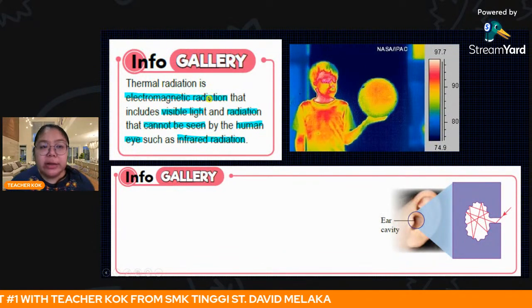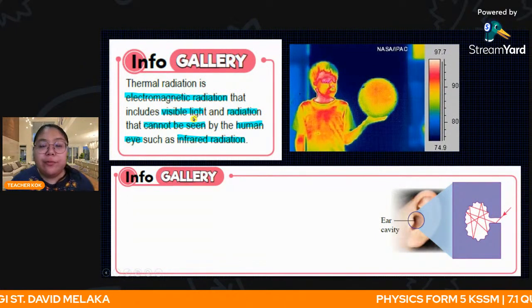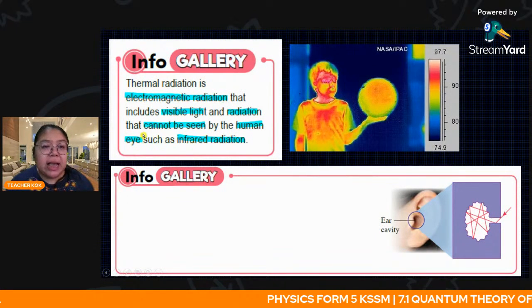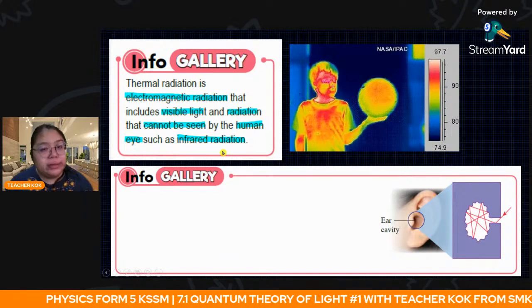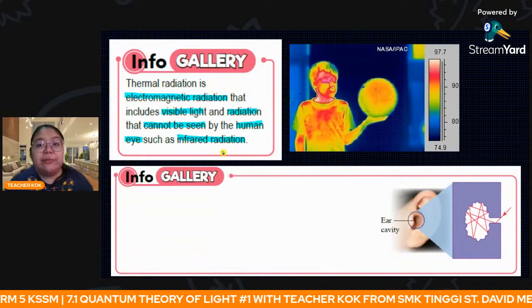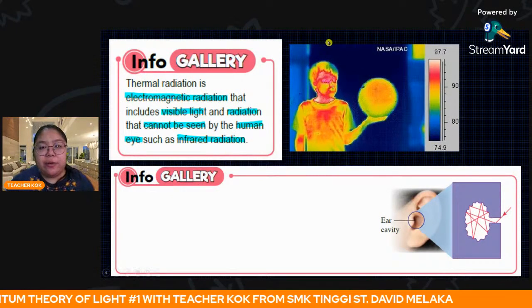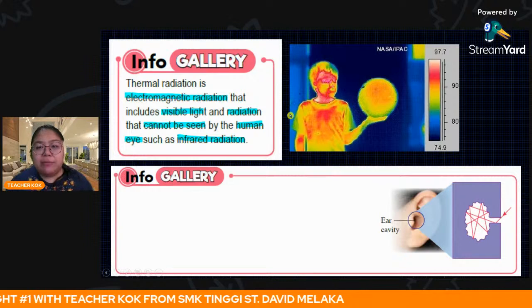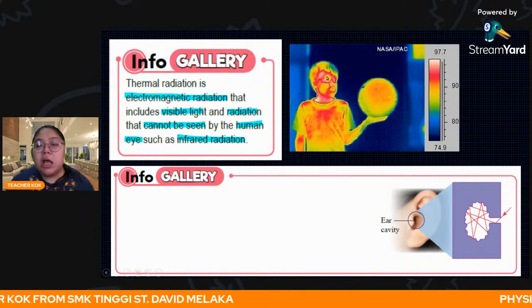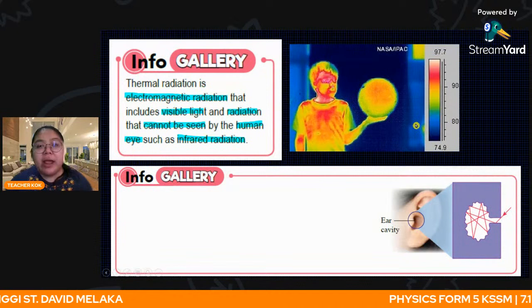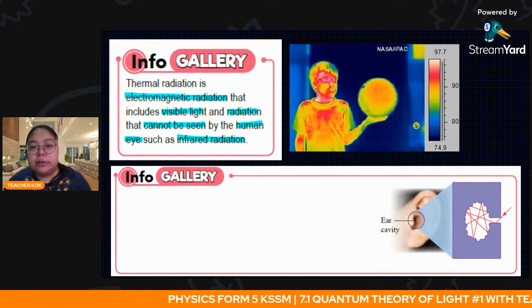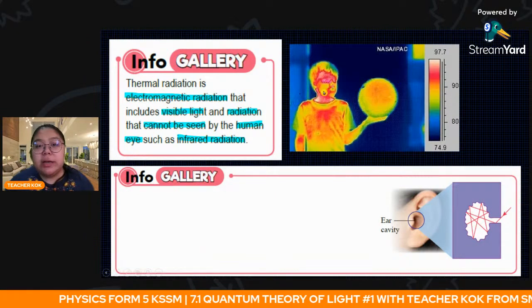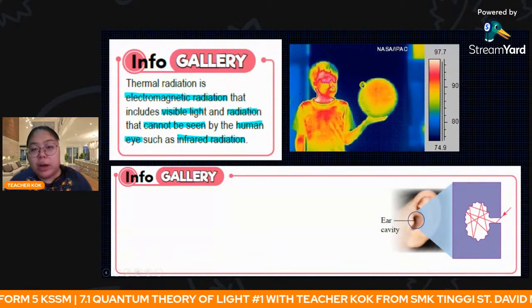The thermal radiation is EM, electromagnetic radiation, that includes visible light and also radiation that cannot be seen by the human eye, such as infrared. Not only visible light, it can also involve infrared. You can see the colors from here: red, then yellow, then blue. This one is the radiation that is absorbed. After the EM is absorbed, they produce the thermal radiation. So this is what they produce.